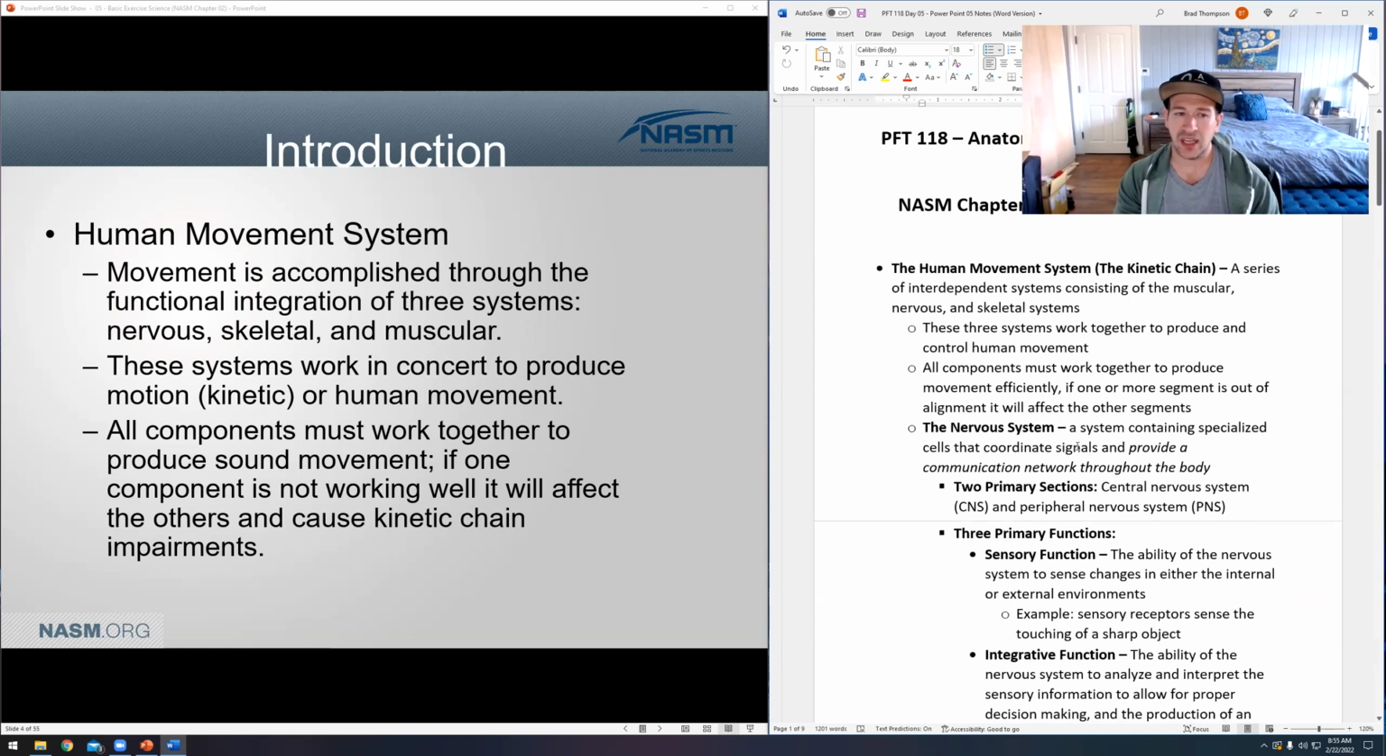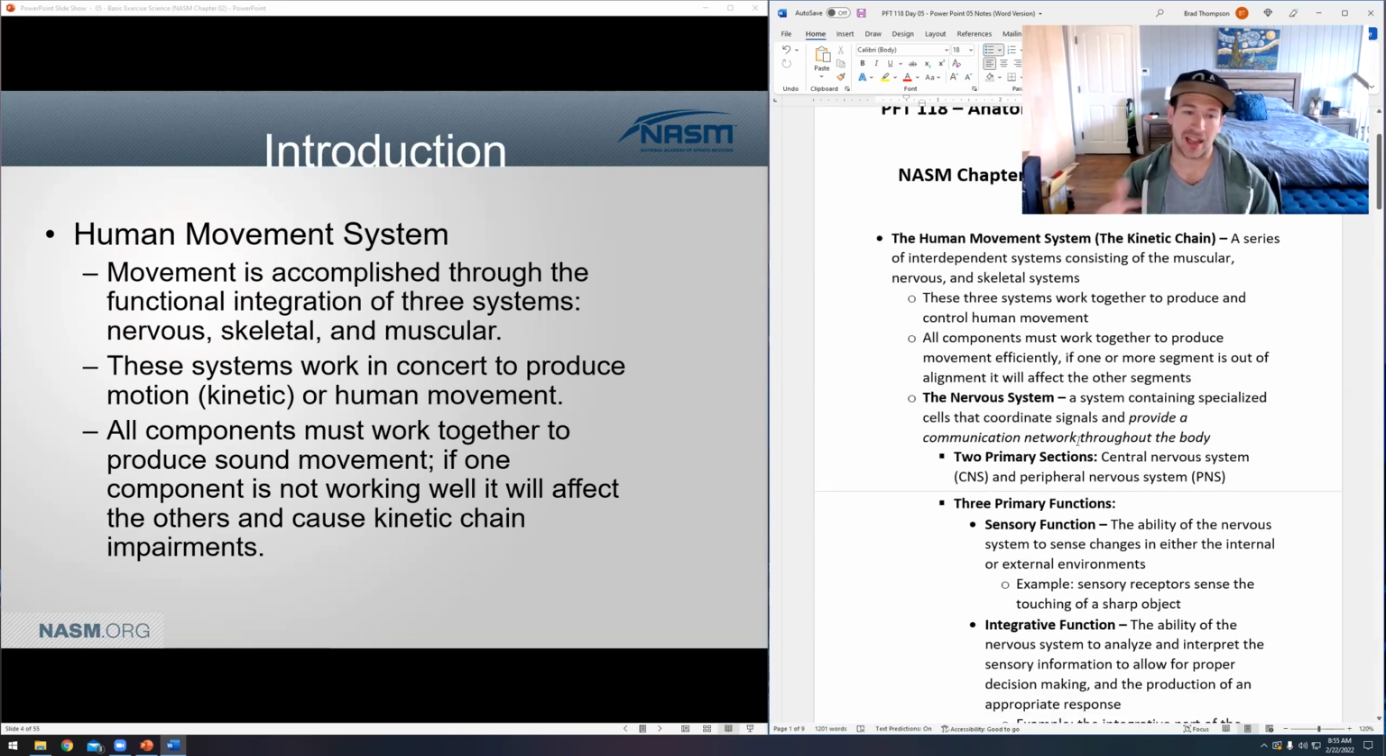So the human movement system, like I keep saying kinetic chain. Which one is it? It's both, right? Both of those definitions kind of work. I personally like kinetic chain because the part of that phrasing that I like to focus on is the fact that it is a chain, right? Whenever there's a link in a chain that's messed up, all of it's messed up, right? You're only as strong as your weakest link. That's the phrase.